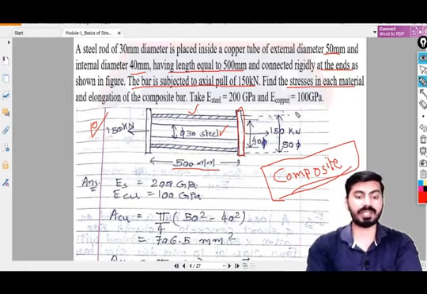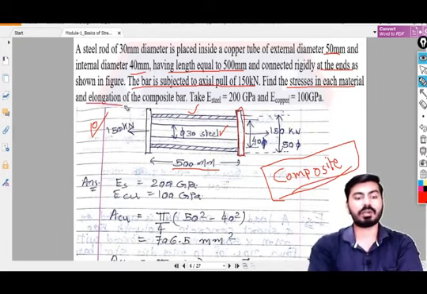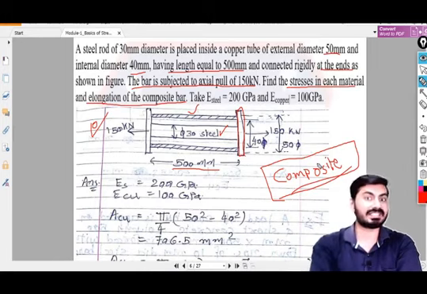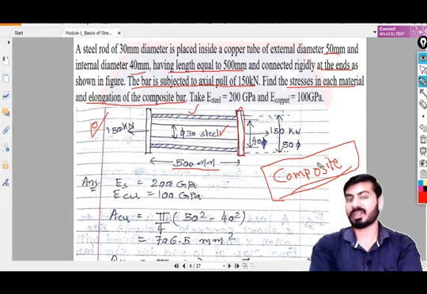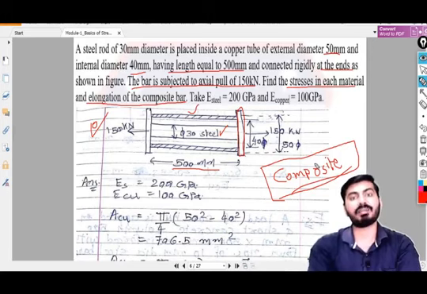In each material means in steel you will have to find a separate stress, as well as in copper you will have to find a separate stress. And the elongation of the composite bar. As I mentioned, this is the bar which is named a composite bar. So the elongation of the composite bar is to be calculated. What is elongation? Elongation is another name for deformation. Deformation is a synonym of change in length, and it can be represented by delta L.